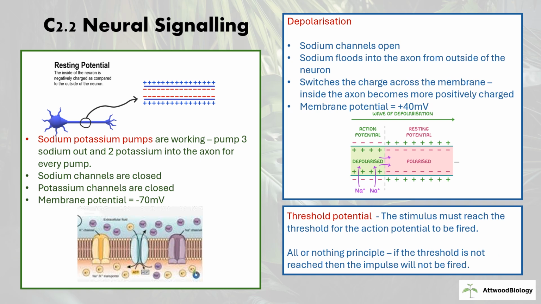And the all or nothing principle suggests that if the threshold is reached, then an action potential is always sent, and if it's not reached, it's not sent. There's no half action potential or part action potential. It's either sent or not. So it's all or nothing.